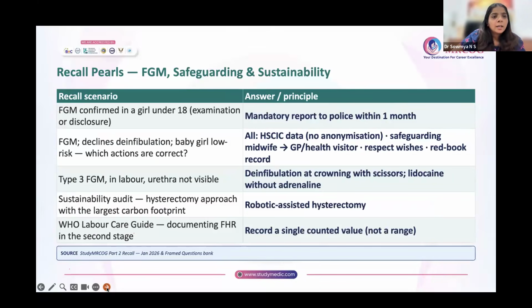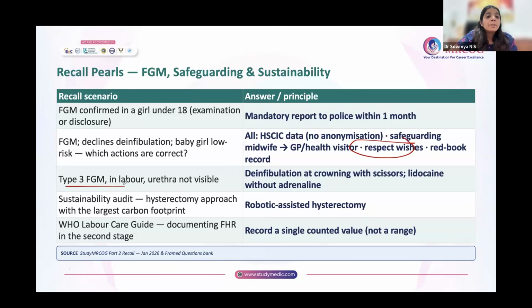Okay. FGM. We are towards the end, guys. Don't get tired. FGM confirmed in a girl under 18. Of course, mandatory report to police within 1 month. FGM declines defibrillation. Baby girl low risk. Which actions are correct? All of the rest of the things HIC data you should be doing. You should understand why she doesn't want defibrillation. At the same time, safeguarding for the girl child. So the GP or the health visitor or the social midwife has to make sure that the child is taken care of. Right now, you have to respect her wishes because she has capacity.